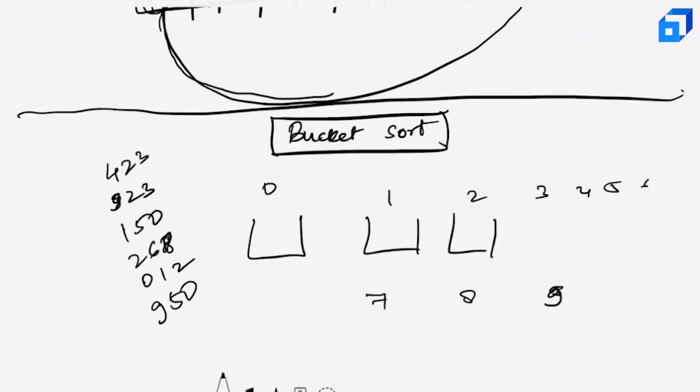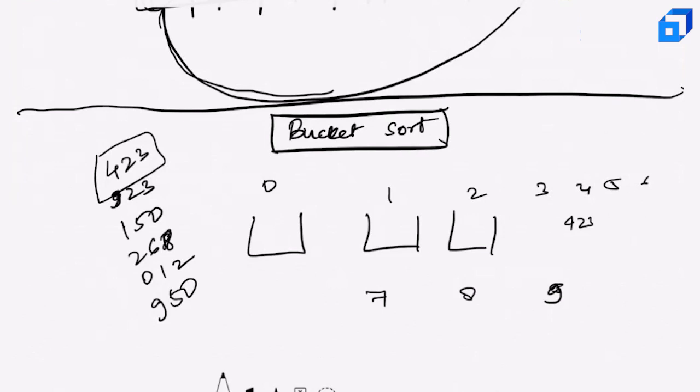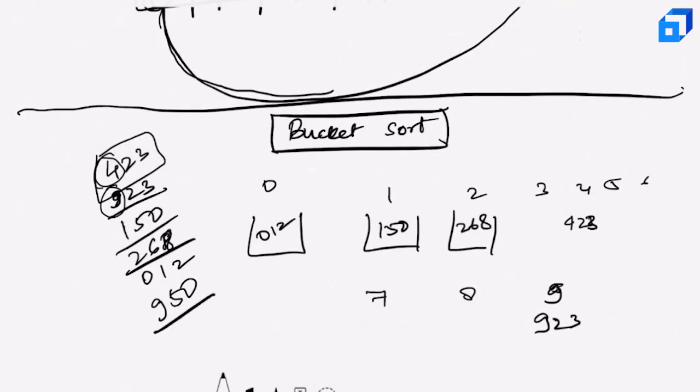If I do that, then I know that 456 will go in the fourth bucket. Most significant digit is 4. Assuming for all of them, the most significant digit that we're looking at is the third digit from the back. So 923 will go in the 9 bucket. 150 will go in the 1 bucket. 268 will go in the 2 bucket. 012 will go in the 0 bucket. 950 will go in the 9 bucket.